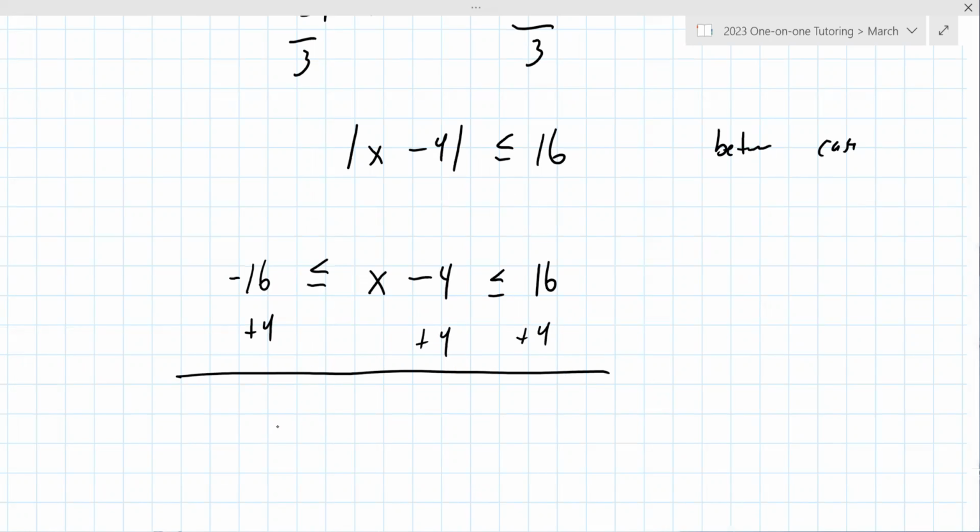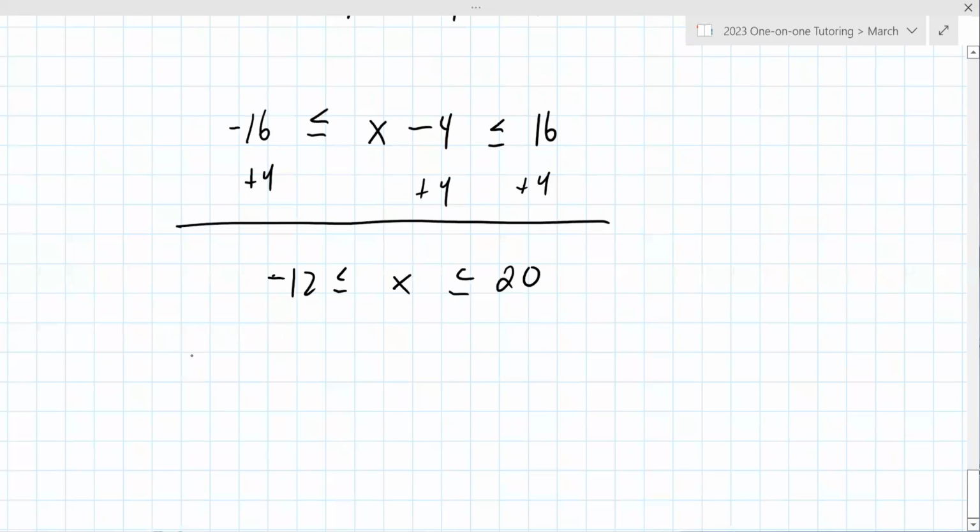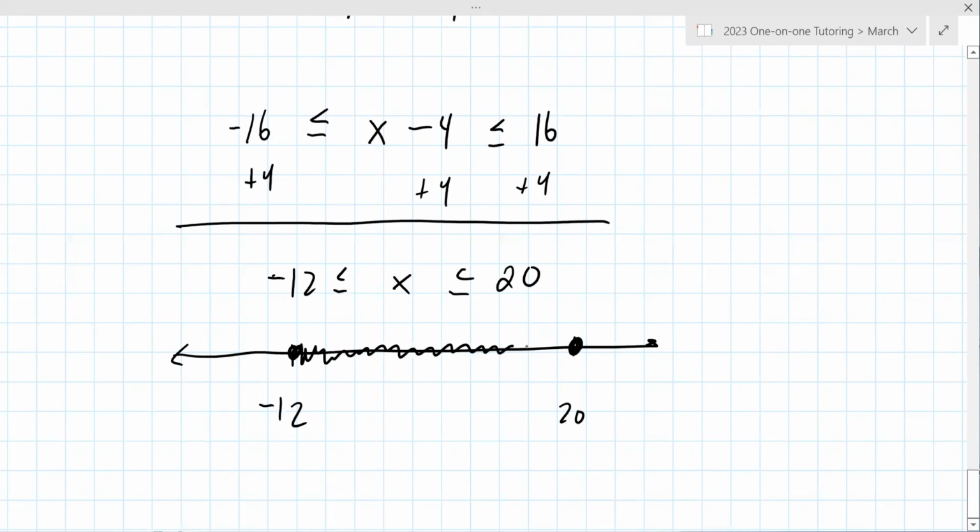Negative 12 less than or equal to x less than or equal to 20. So this means that the solution is all the numbers from negative 12 to 20. It includes negative 12 and it includes 20, and it's everything in between. Do you believe that looks okay to you? Yeah, I got that. Great.